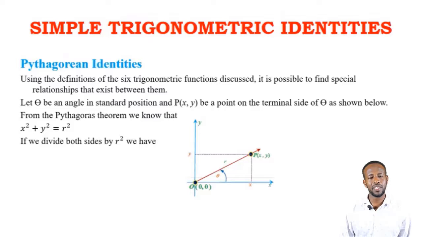Let us divide. So x squared over r squared plus y squared over r squared is equal to r squared over r squared. Since it is an equation, we didn't make any discrimination.